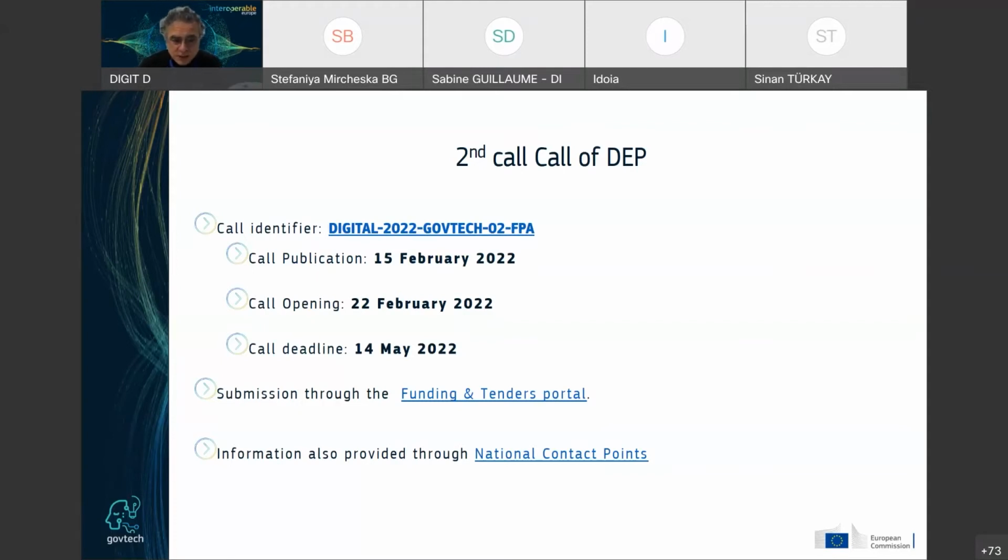You have the link to the Funding and Tenders portal as well. We will train the national contact points, for those who are familiar. They are national, but also regional contact points to which you can revert. So we will give them information and train them so they will be able to answer content-related questions as well as administrative questions.